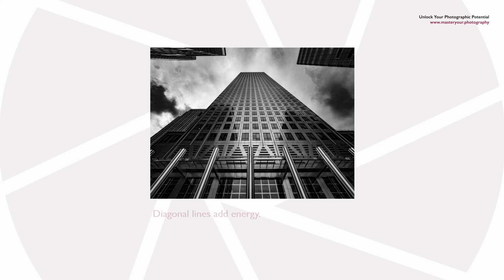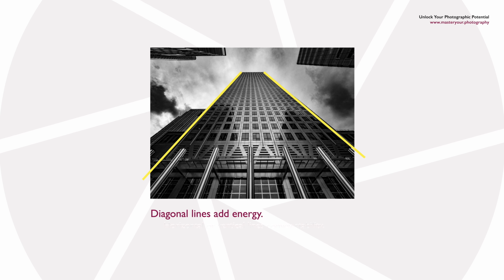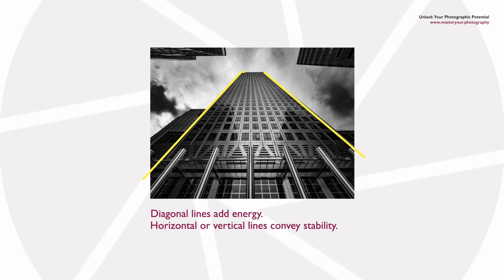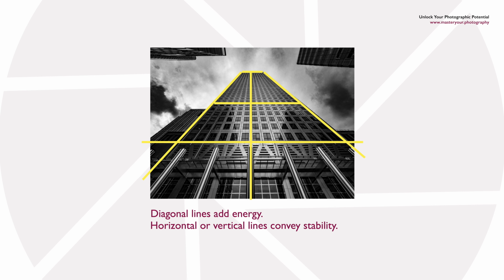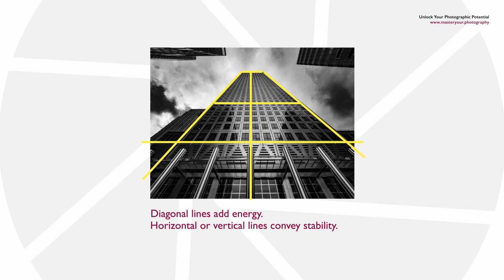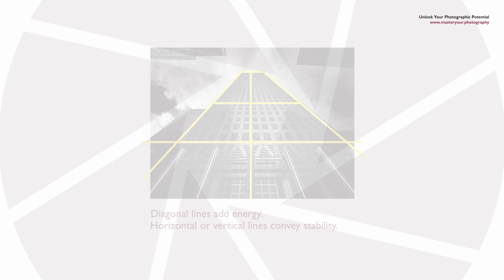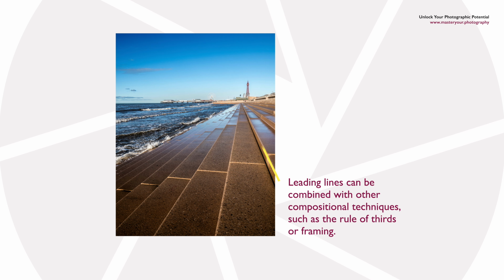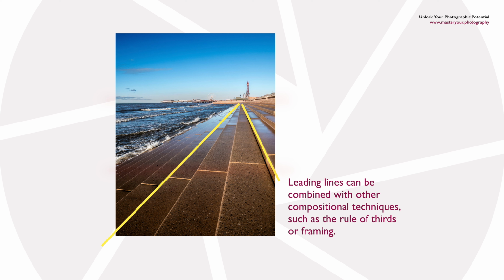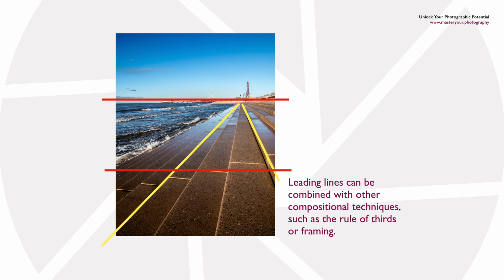You can have multiple types of leading line within an image, diagonal, vertical and horizontal, and they all help to convey different types of movement or stability within the image. It's really powerful if you combine the use of leading lines with other compositional tricks, such as the rule of thirds. So use the leading lines to guide the viewer to that third point within your image.